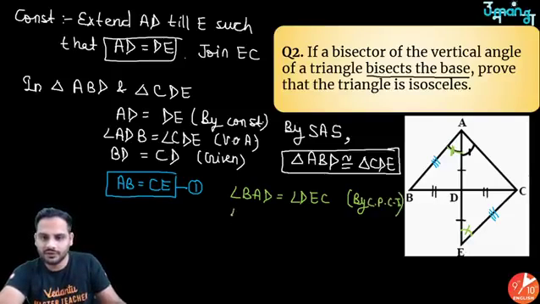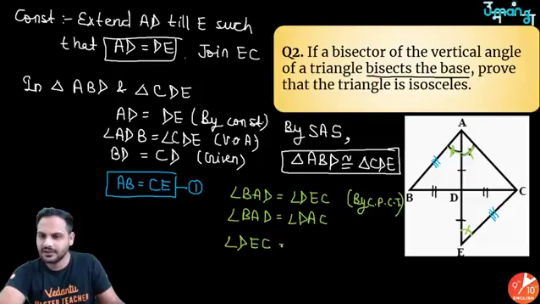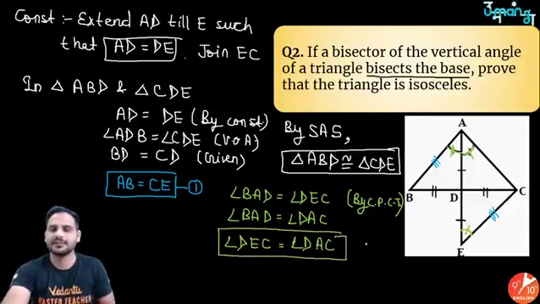Also, we know that angle BAD is equal to angle DAC, and these angles are also equal to each other, right? So from these two equations, I can clearly say that angle DEC is equal to angle DAC. Do you see, beta? These two angles will be equal to each other.